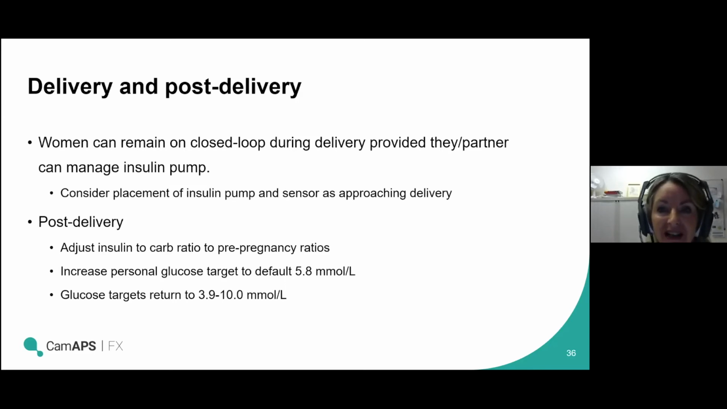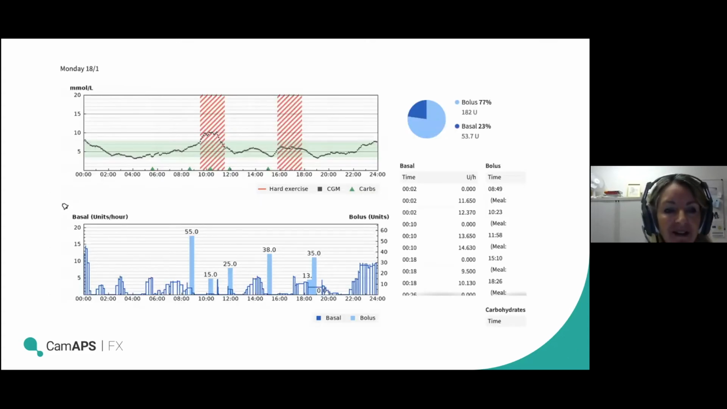Remember then to change the targets. They're not aiming for 3.5 to 7.8, but 3.9 to 10. And I'll often take the personal glucose target, 5.8, even 6 for the first day or two in hospital, just to keep women safe from the concerns about severe hypo. And I think we have an example.